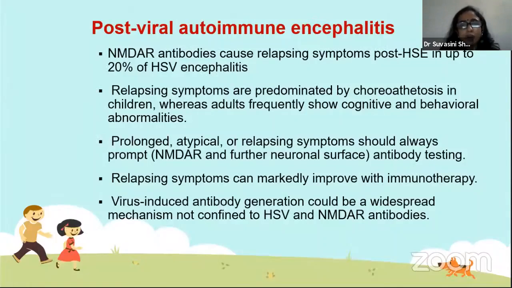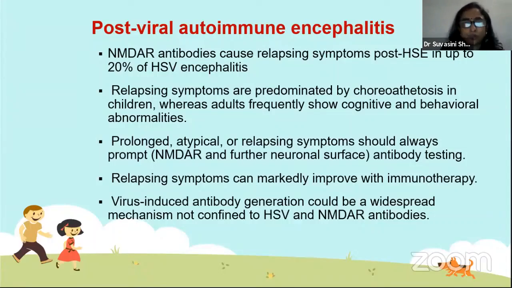Now, another entity to be aware of is post-viral autoimmune encephalitis. Anti-NMDA receptor antibodies causing relapsing post-herpes simplex encephalitis has been seen in 20% of patients with HSV encephalitis. So what happens in these patients is that they start the typical herpes encephalitis, they're given acyclovir, they improve, but after improvement, they start showing prolonged relapsing symptoms such as encephalopathy, movement disorders, seizures. So in such a scenario, one must think of anti-NMDA receptor encephalitis and look for these antibodies. If they are positive, then along with acyclovir, these patients also need to be given immunotherapy.